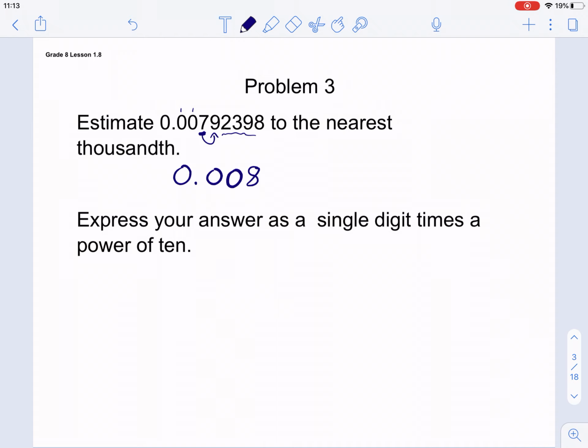Now if I want to estimate this as a single digit times a power of 10, I'm going to move my decimal. So I move it 1, 2, 3 times. So it becomes 8 times 10. And since I moved it 3 times to the right, and since this number is less than 1, it would be a negative exponent. So it would be 8 times 10 to the negative third power.